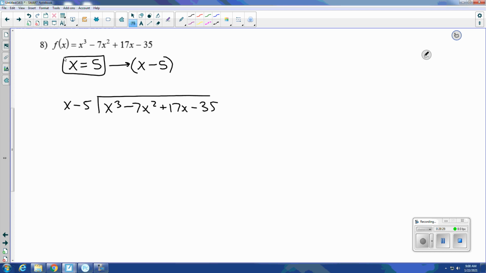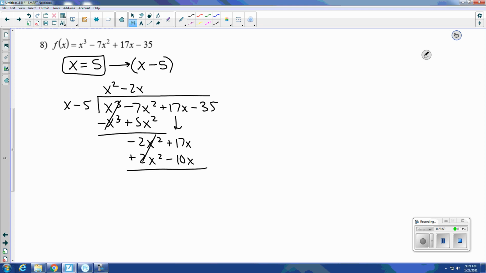Let's carry out the long division. And by the way, when you're doing the long division, don't forget to look for placeholders if necessary. So far, we haven't seen any. We're going to get x squared, and then x cubed minus 5x squared, minus 2x, bring down the 17, change these signs. Divide. Get 0. That's what we want.